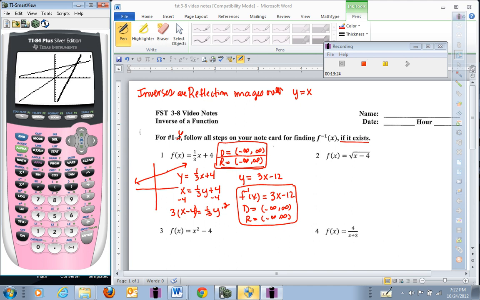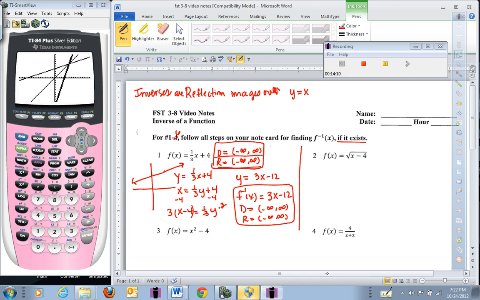It looks pretty good. Another good window for this is the square window. It's kind of squared up. And maybe you can see that better. But here's the original. Here's the one we said is the inverse. And sure enough, they're reflection images of the line y equals x. Okay, let's try number 2.